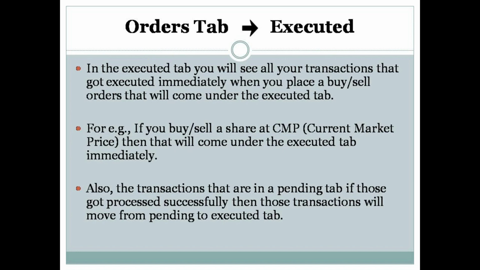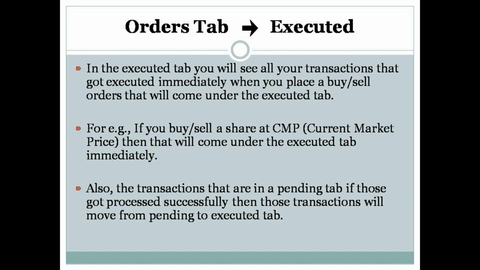Second one is the executed. So in the executed tab you will see all your transactions that got executed immediately when you place a buy or sell orders. For example, if you buy or sell share at CMP, that is current market price, then that will come under the executed tab immediately. Also the transactions that are in pending tab, if those got processed successfully, then those transactions will move from pending to executed tab.